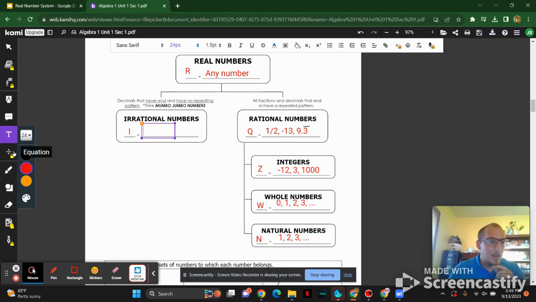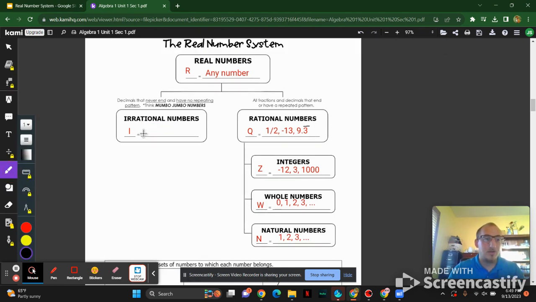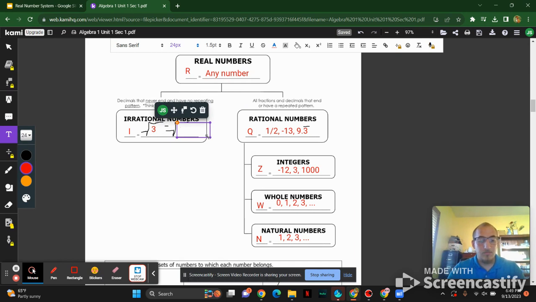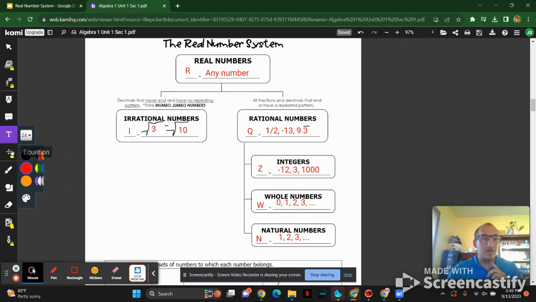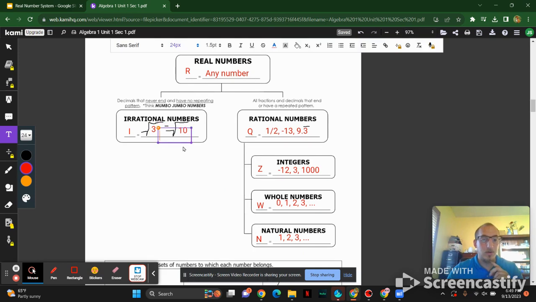Let me see if I can jimmy my way into a square root sign. That's a square root. So this would be like the square root of 3. Or we can do the negative square root of 10. I also should put a comma right there because I wanted to note that they're separate.